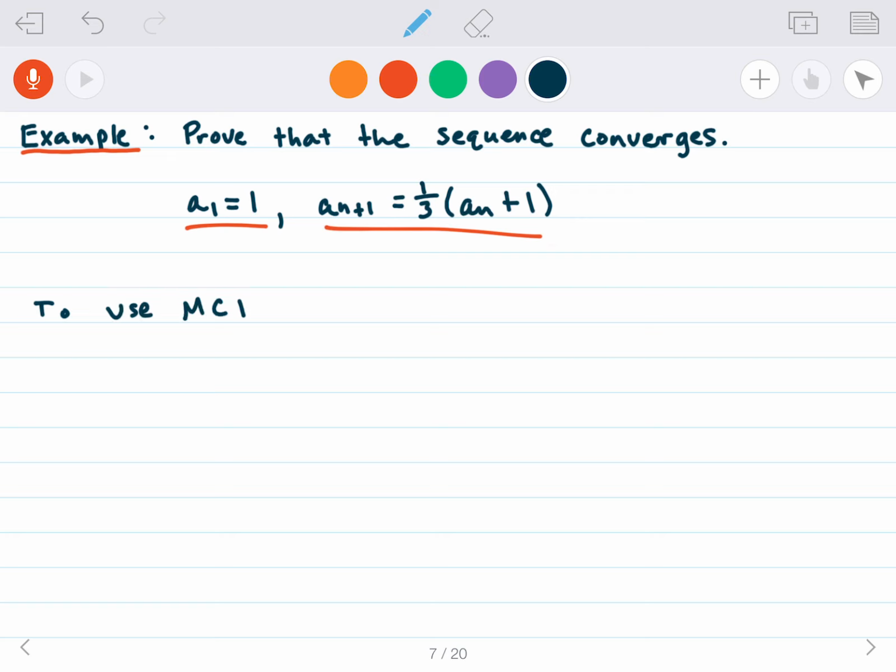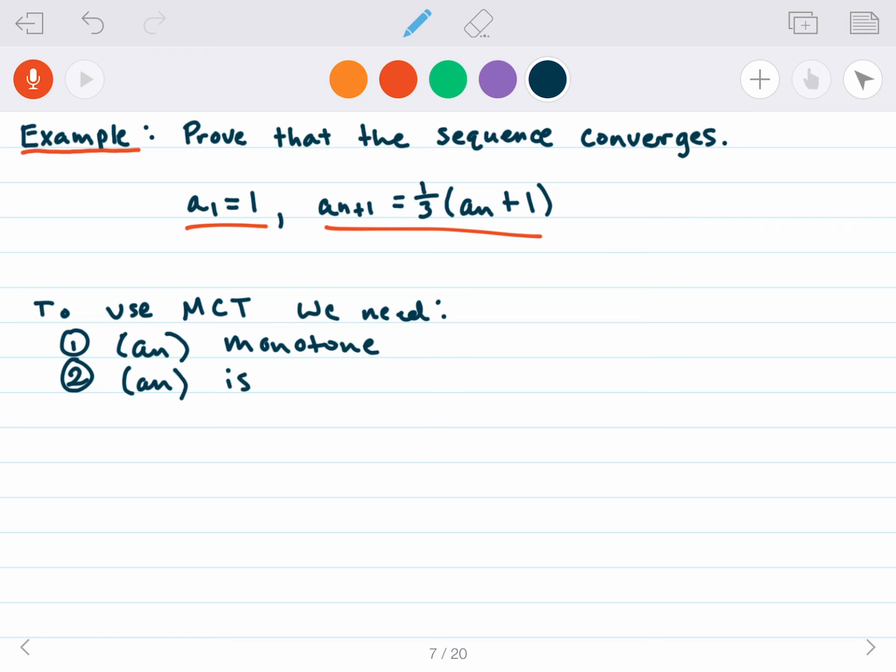To use MCT, we need, first of all, that the sequence is monotone, increasing or decreasing. And the second thing is that the sequence is bounded. So we need both of these things. And so let's get a feel for what's happening here so that we can prove that both of these things are true. Okay, so a sub 1 is equal to 1.